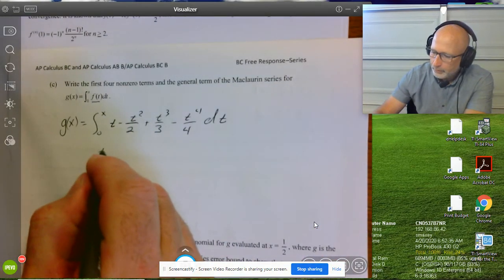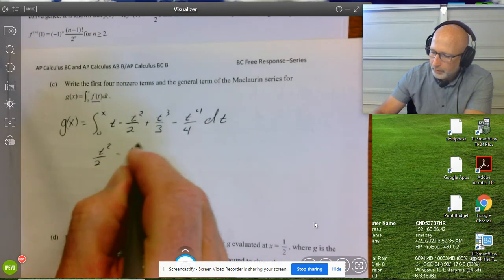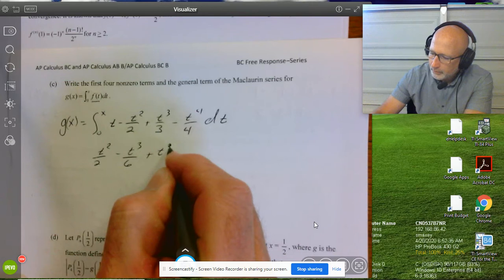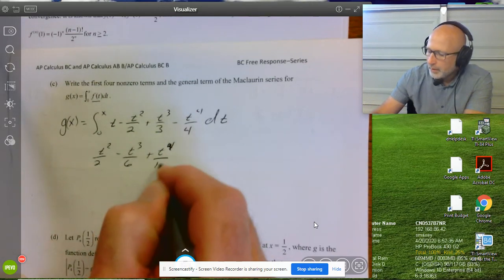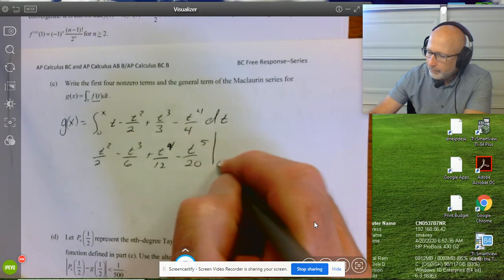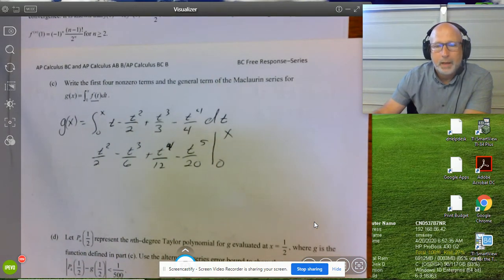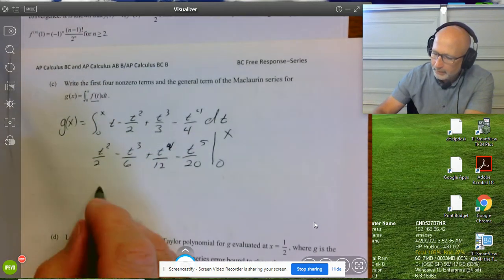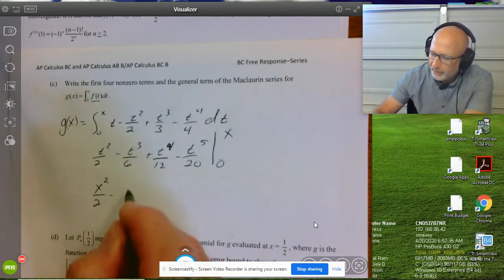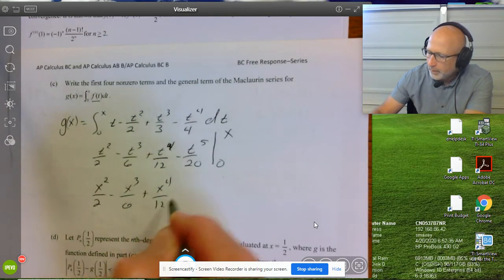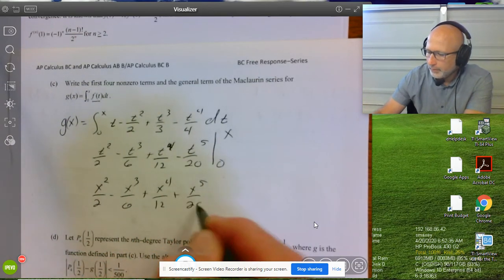So you have t squared all over 2 minus t cubed all over 6 plus t to the 4th all over 12 minus t to the 5th all over 20. And this is evaluated from 0 to x. Okay, it's pretty clear to see when you plug in the 0, all this will go away. So just a matter of plug in the x. So x squared all over 2 minus x cubed all over 6 plus x to the 4th all over 12 minus x to the 5th all over 20.